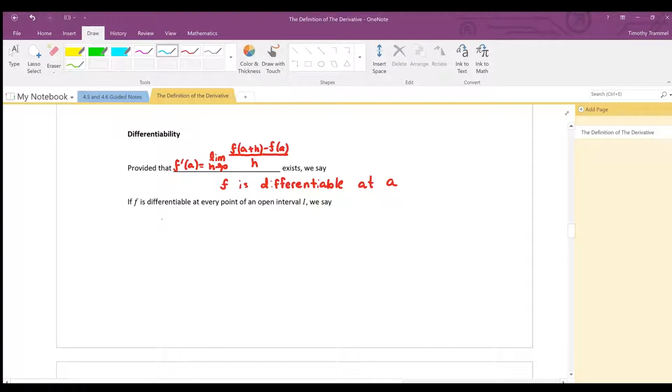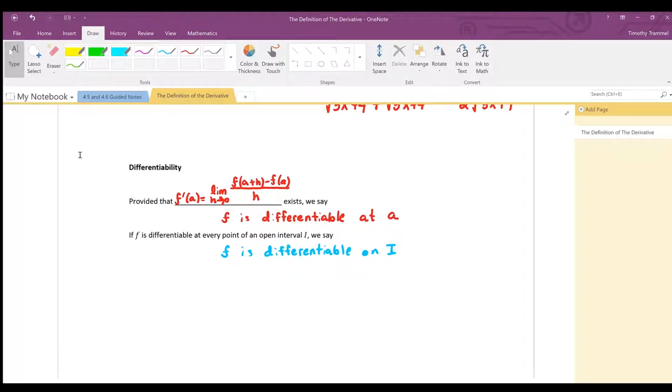Now, functions can be differentiable over intervals, and so if f is differentiable at every point on an open interval, we say f is differentiable on I.